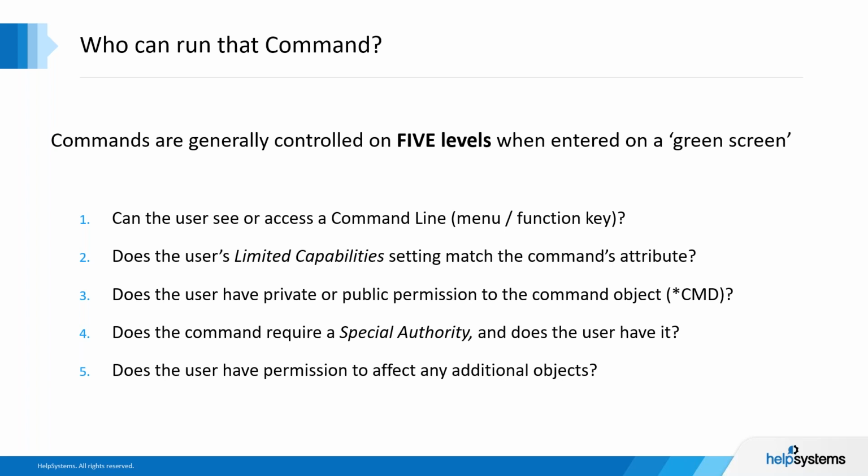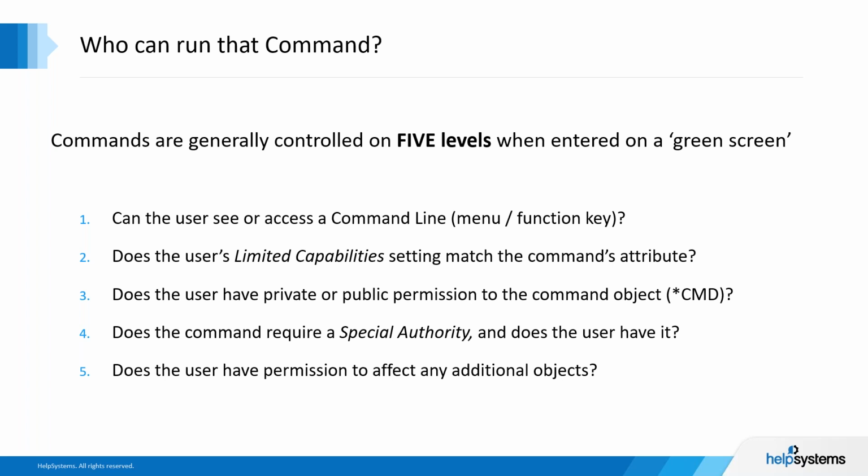I've listed here that that's usually done through a menu. Possibly there's a function key they press in the application that drops them to a screen like work spool file that has a command line on it. So we have to recognize, can they visibly see that command line or get to one?